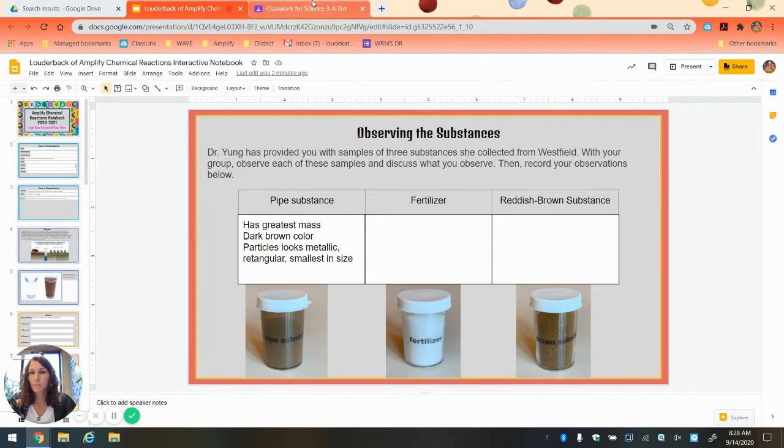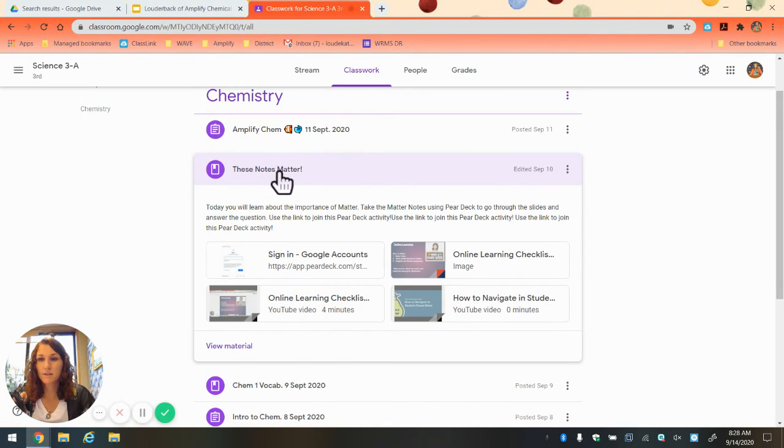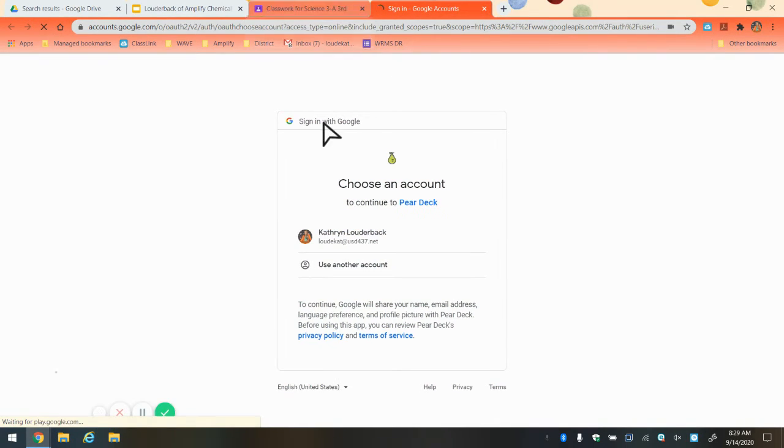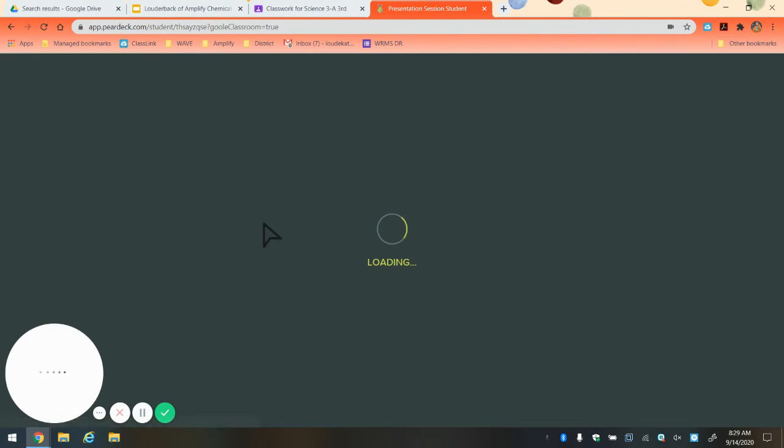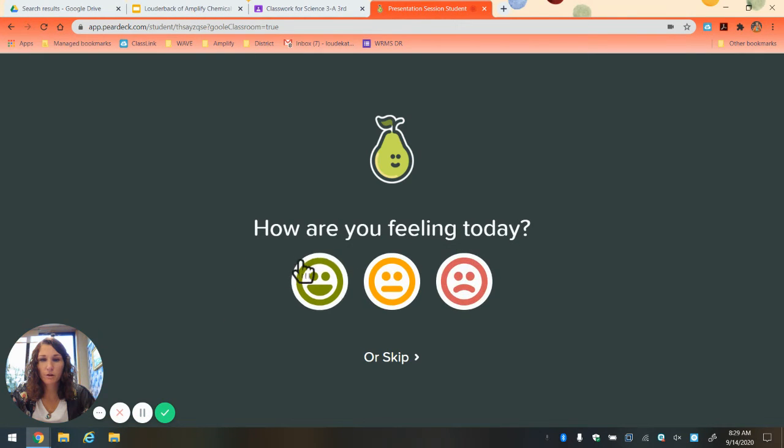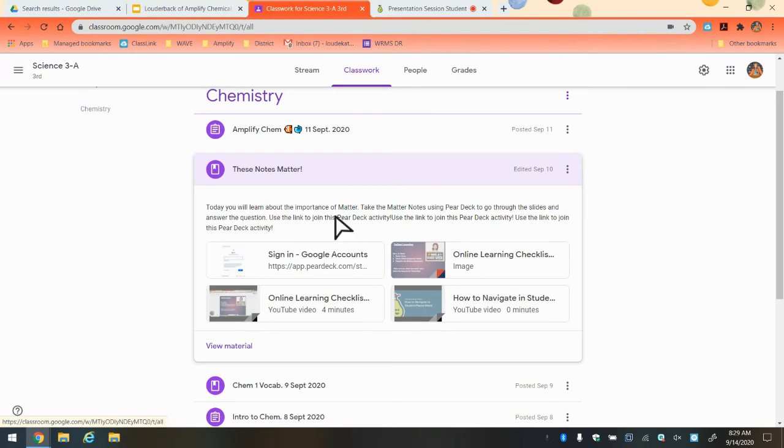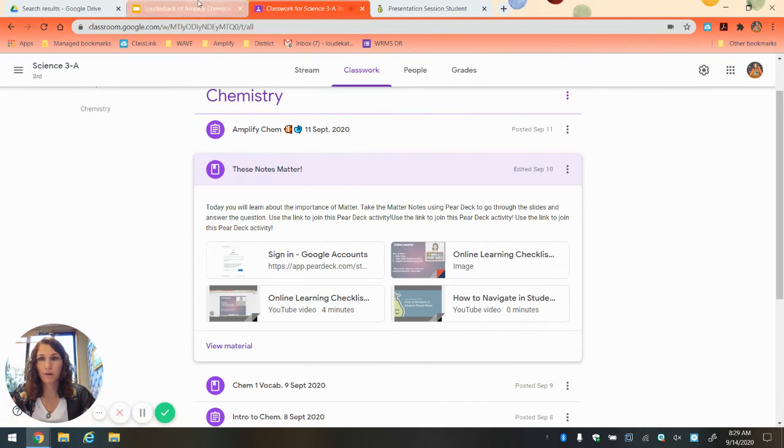I also want to take a moment to tell you, some people didn't do the These Notes Matter, which when you click here, it takes you to the Pear Deck. Well, you have to sign in, and then it takes you to the Pear Deck presentation mode. So you want to make sure that you're going through these Pear Deck slides. It lets me know who is and who is not, and it's important information that you might be quizzed on later. So make sure you're going through all your assignments and you're completing them in a timely manner.